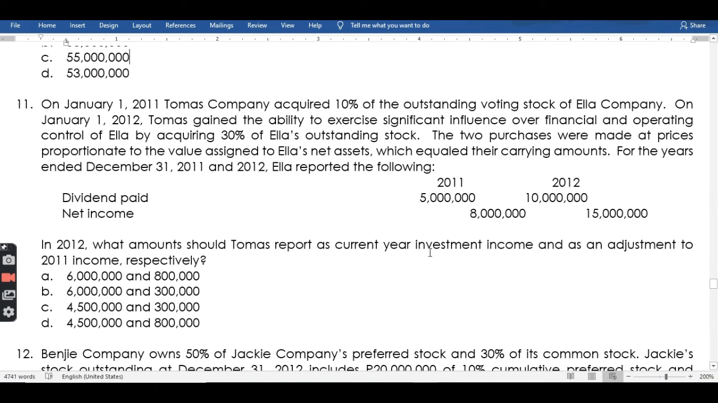11. Kung may tanong, i-message lang dun sa ating chat box. Okay? So anyway. Next. 11.